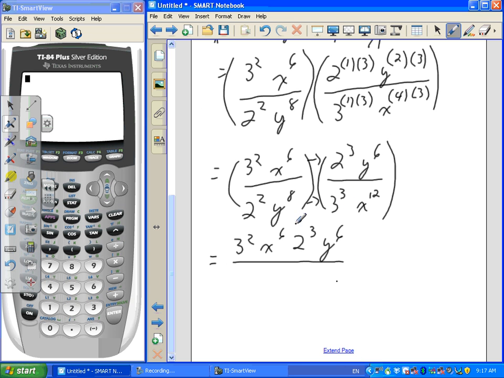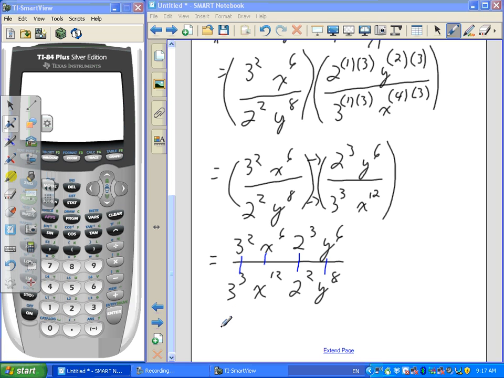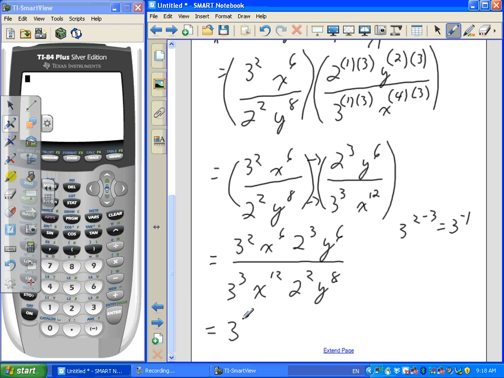So technically my base 3 is to the power of 3. My x was to the power of 12. My 2 was to the power of 2. And my y was to the power of 8. I've lined them all up with the same bases so that we can apply our division rule to this. If you remember the division rule, we just subtract the exponents. So the first one, the power of 3: what is 2 subtract 3? Negative 1. So 3 becomes to the power of negative 1.